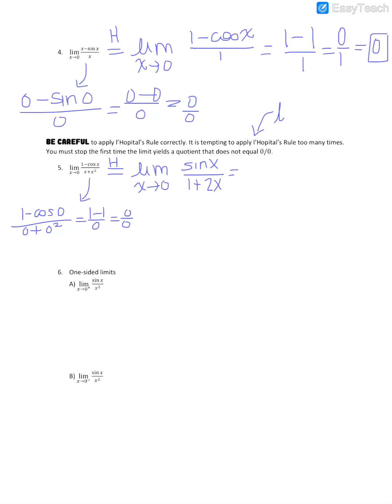Okay, let's try plugging in 0. So on the top, we have sine of 0, which is 0. On the bottom, we have 1 plus 0, so 0 over 1, which is 0.